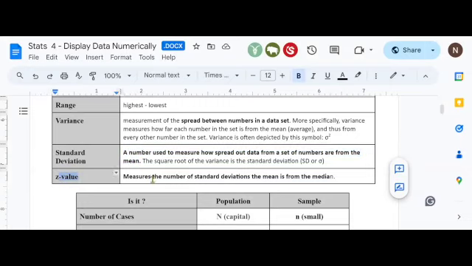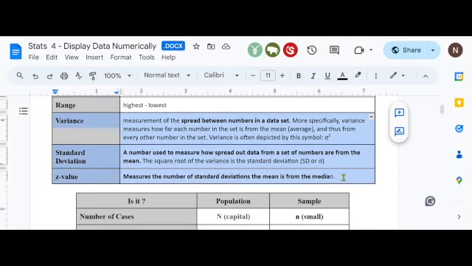The z-value is a measure of the number of standard deviations the mean is from the median. So you have to memorize this, because the rest of the course will be about those three things, the three parts here, or the three vocabulary words.